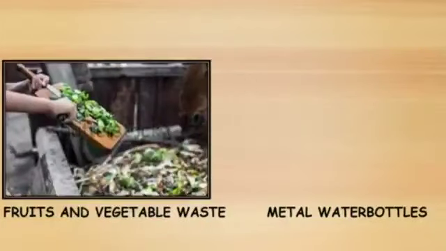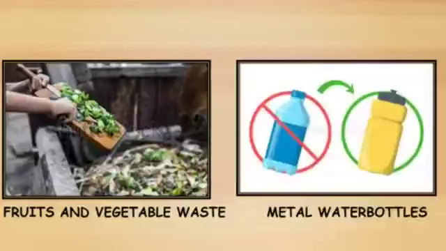In the next example, the waste of fruits and vegetables can be used as manure for plants and trees. The next one, metal water bottles can be reused, but plastic bottles cannot be reused. So always use metal water bottles.